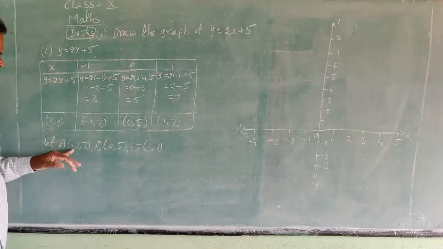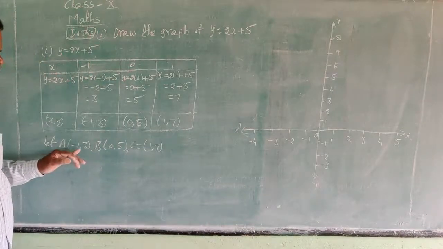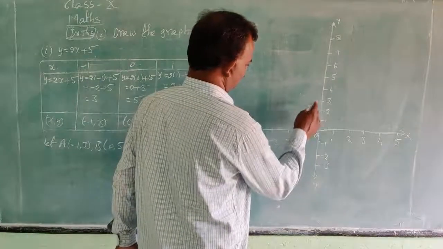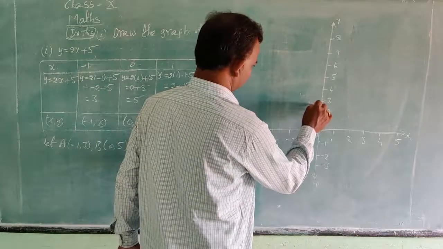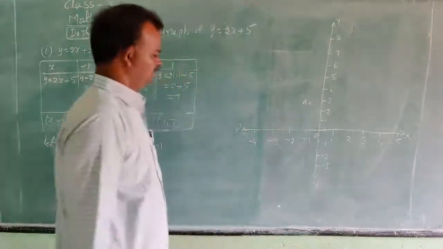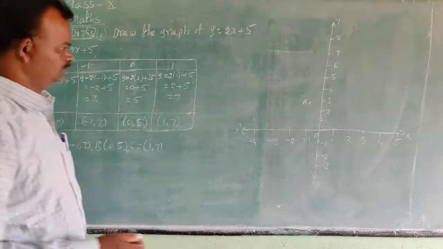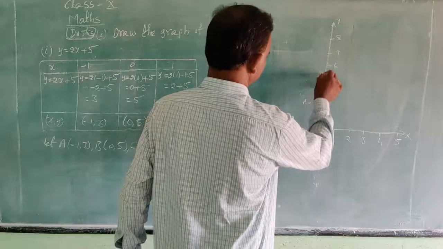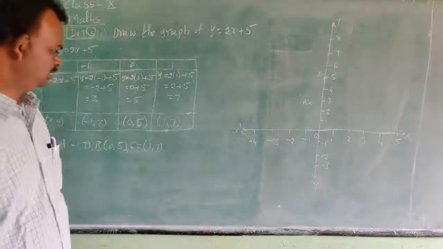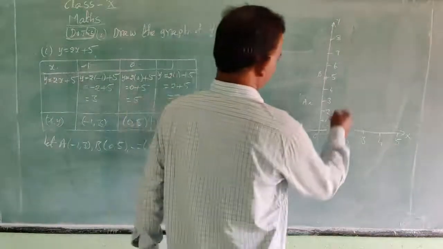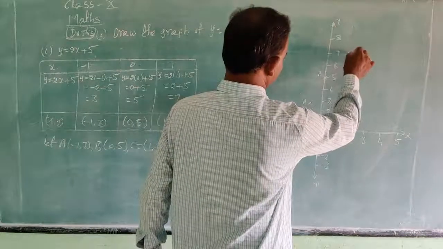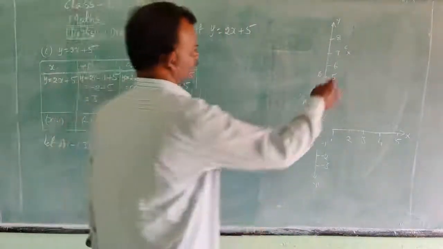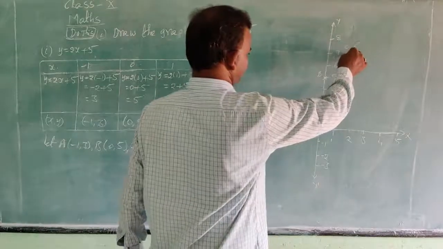First one is minus 1 comma 3. X value is minus 1 and y value is 3. And next one 0 comma 5. X value is 0 and y value is 5. And next, C is 1 comma 7. X value is 1, y value is 7. Join these points by using the scale and extend it.